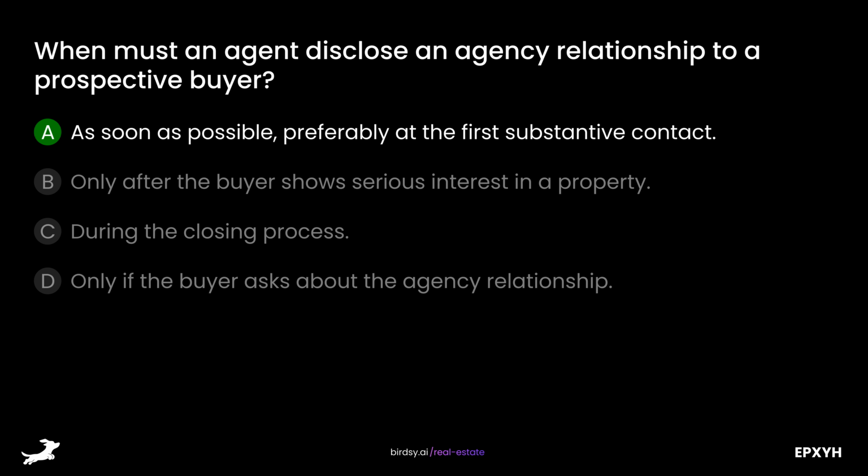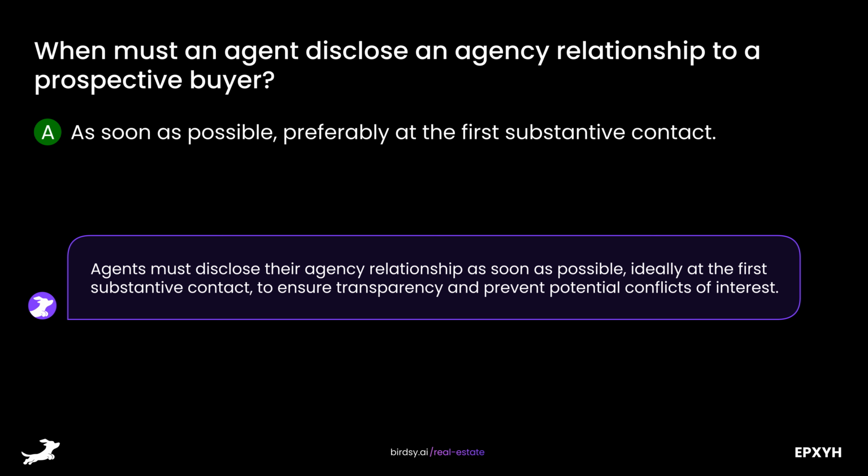The answer is A, as soon as possible, preferably at the first substantive contact. Agents must disclose their agency relationship as soon as possible, ideally at the first substantive contact, to ensure transparency and prevent potential conflicts of interest.